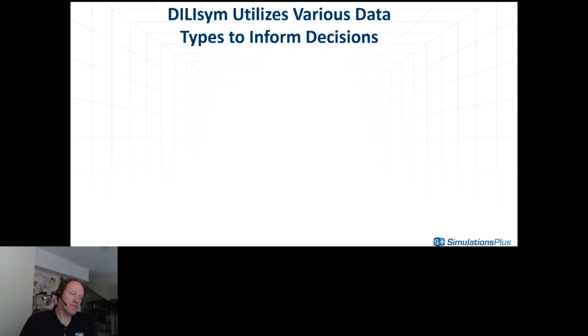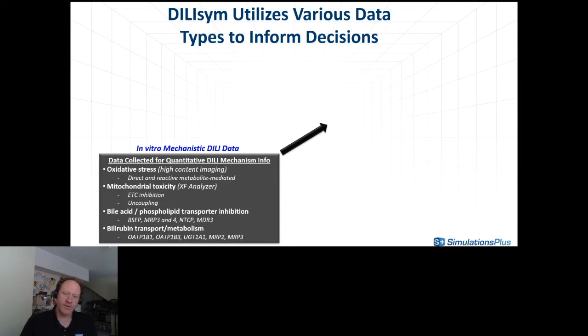Within DILIsym specifically, that means we take in several different types of data. First and foremost is the in vitro mechanistic DILI data. That involves a bunch of different in vitro assays that we've fashioned into the DILIsym input panel. That is generally assays focused on measuring oxidative stress within a cell, mitochondrial toxicity using the Seahorse XF analyzer, and bile acid transporter inhibition assays. Those are usually vesicle assays with BSEP, MRP3, MRP4, NTCP. We also look at bilirubin transport and metabolism frequently as well, but we won't talk about that really today. But the first three for sure, oxidative stress, mitotox, bile acids, we'll talk about those.